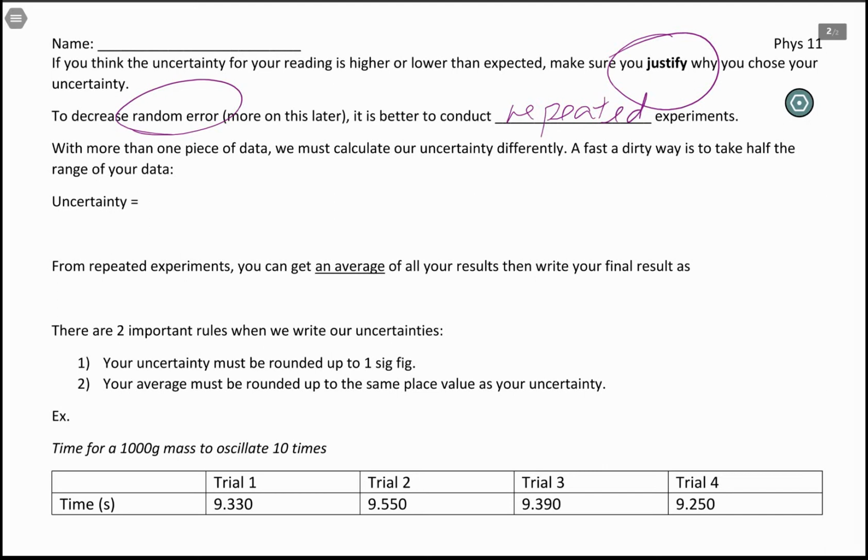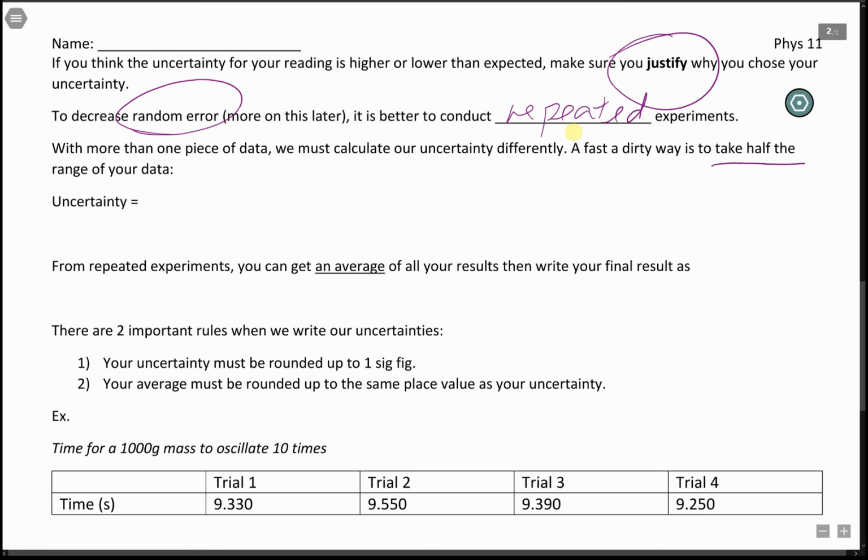With more data, we will be calculating uncertainty differently. We take half of the range of our data. How that looks is taking your largest value, subtracting your smallest value, and dividing all of that by 2. So look at your range, divide by 2.